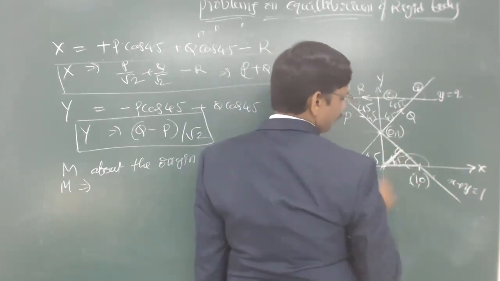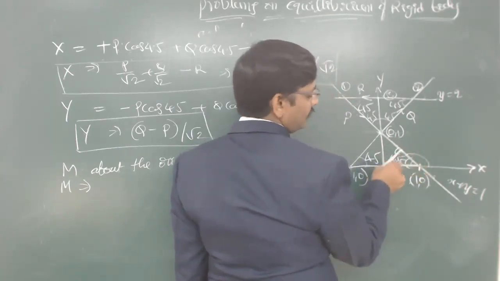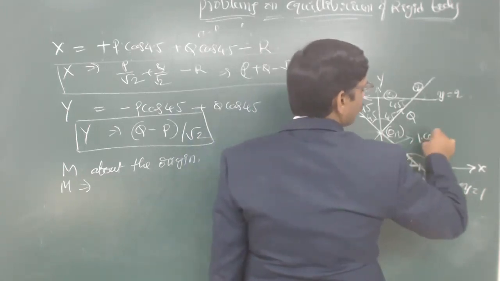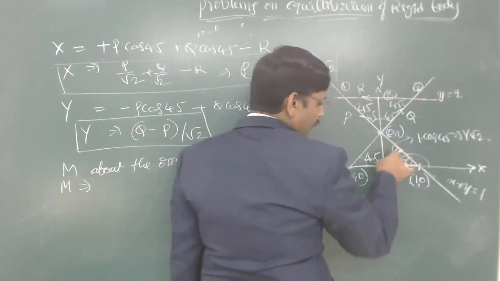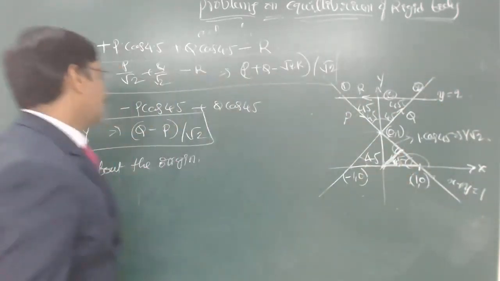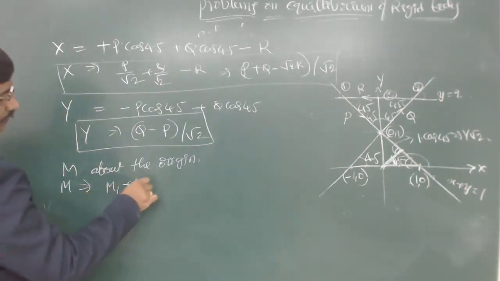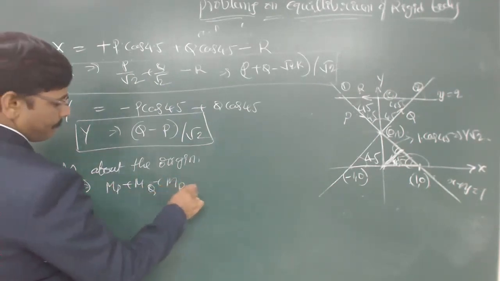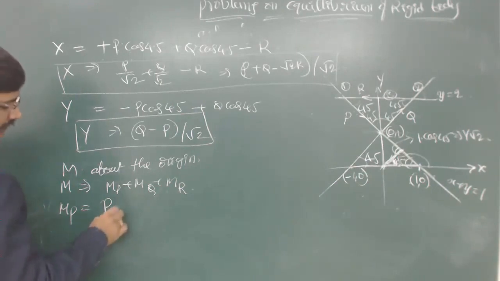So this angle will be 45 degrees, because this is 45, this is 90, and this is 45 again. So 1 into cos 45: this length is 1 into cos 45, which is equal to 1 by root 2. So you can calculate the moment as M1 plus M2 plus M3, or Mp plus Mq plus Mr. So Mp equals P into cos 45, which is 1 by root 2.